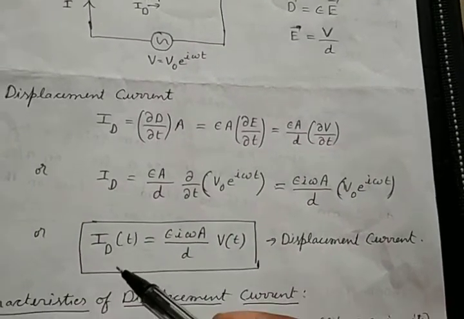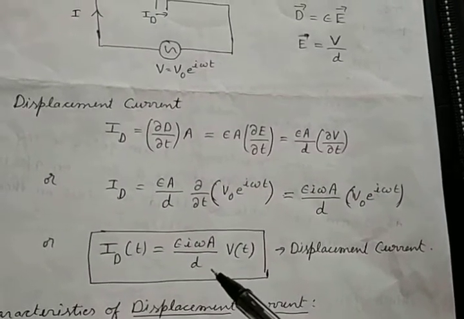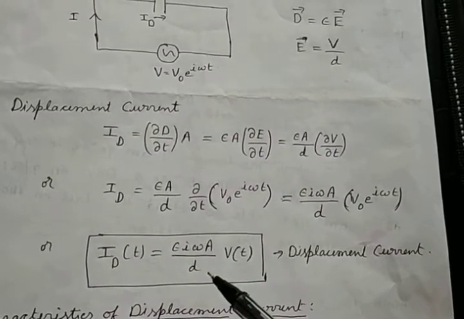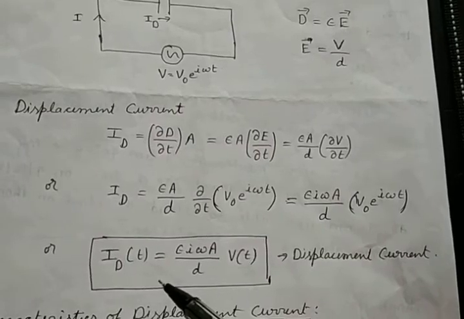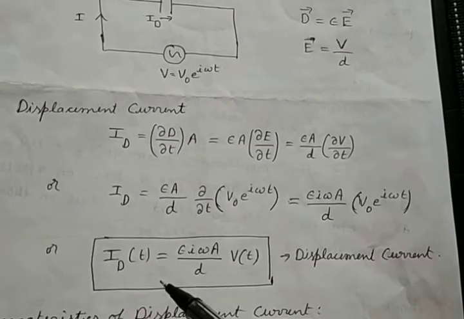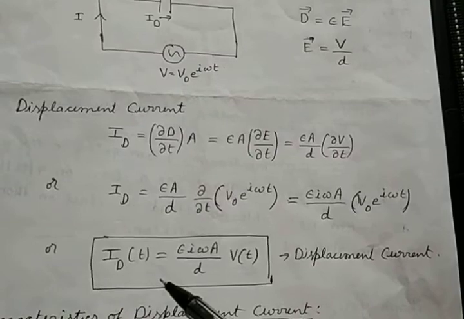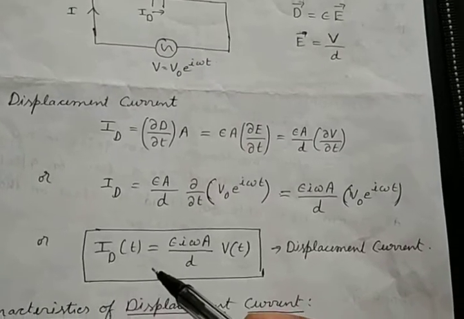So this is the expression for the displacement current found in the case of AC circuits, and because of this displacement current we had to make changes in Ampere's law, and the corrected equation we got is called the Ampere-Maxwell law.